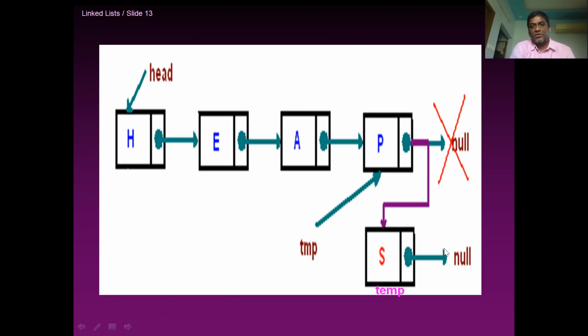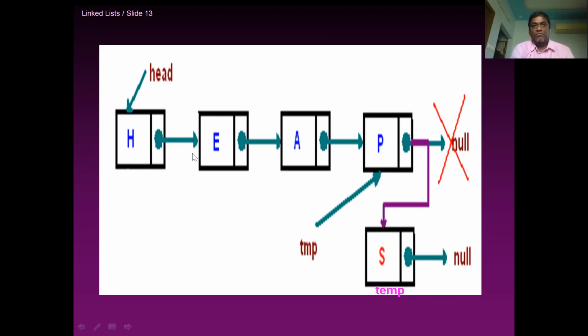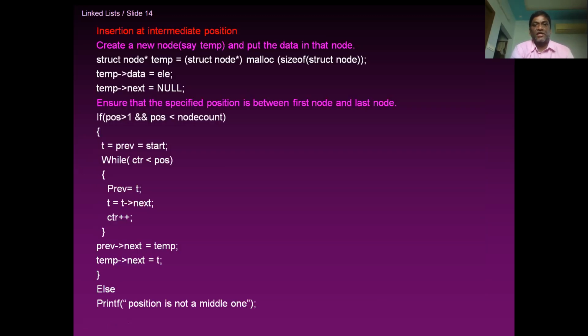Right. So now there is the head, and the last node is pointing to null. You need to make sure that this node's next is pointing to null. That is done over here. It is already done. So that is about inserting a new node at the end of the list.